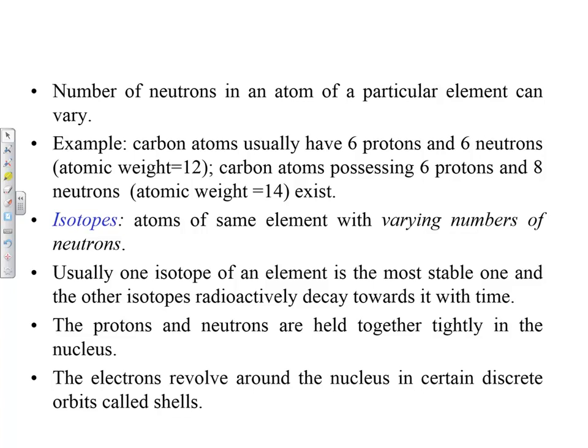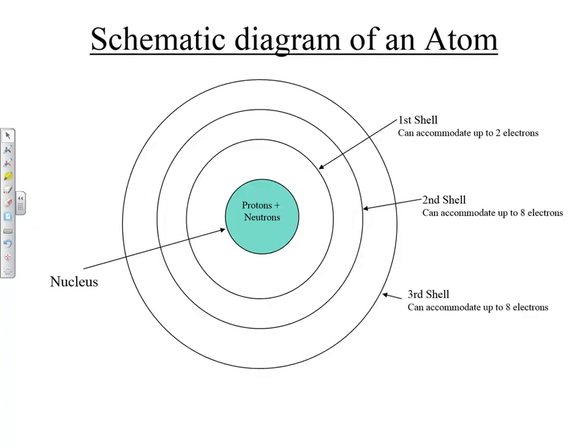Now the protons and the neutrons are held together tightly in the nucleus, and the electrons revolve around the nucleus in certain discrete orbits that are called shells. So that's the result of all this quantum mechanics. This is a schematic diagram of an atom, where you have the nucleus that contains the positively charged particles, the protons, and the neutrons, the neutral particles. And then around this, the electrons are moving around in certain orbits.